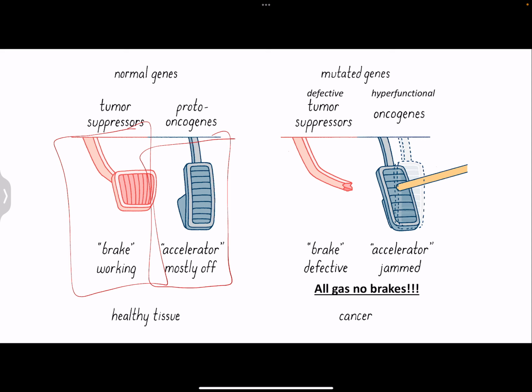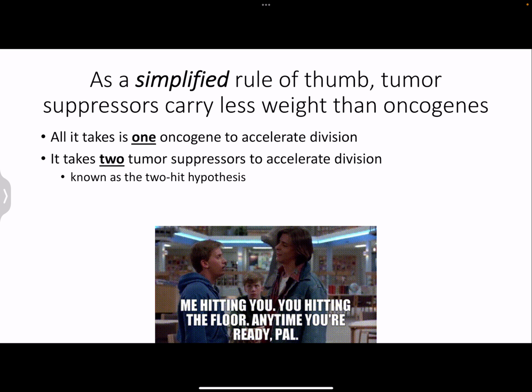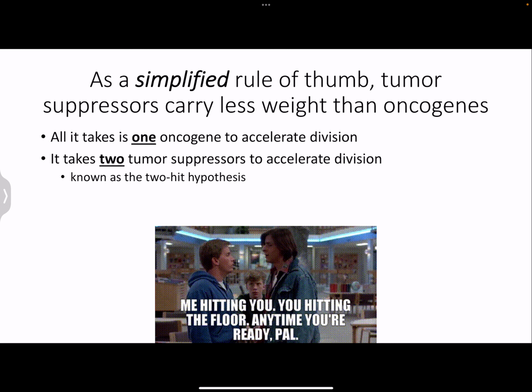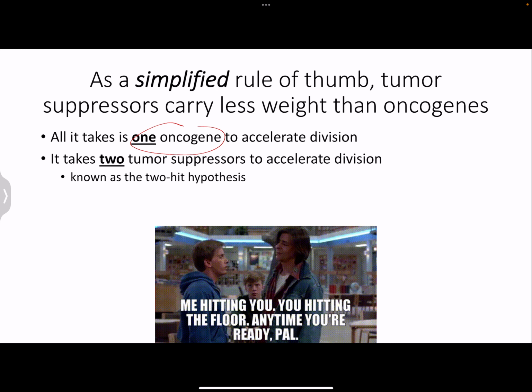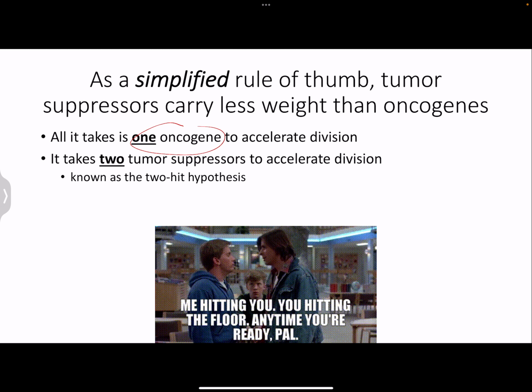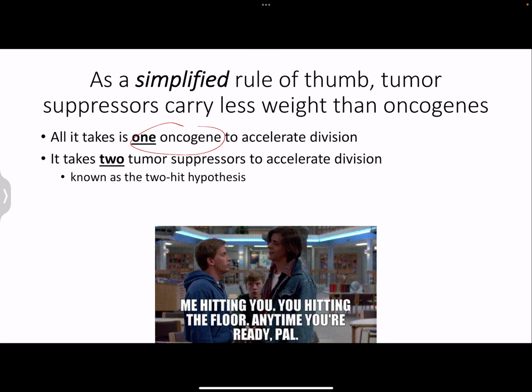Now, what happens if your car has a defective brake? You're going to go really, really fast because you can't slow down. So if we have a defective tumor suppressor, that could lead to cancer. Or if we had a hyperfunctional gene that's pro-division, that'd be like having the accelerator jammed on. That is also going to be pro-cancer. So we have tumor suppressors and oncogenes. Very simplified, but we can think of tumor suppressors as carrying less weight. So you just need one oncogene and it can lead to cancer. But again, super simplified, one oncogene theoretically could lead to cancer, while you would usually want two tumor suppressors to be out of the equation to push towards cancer.